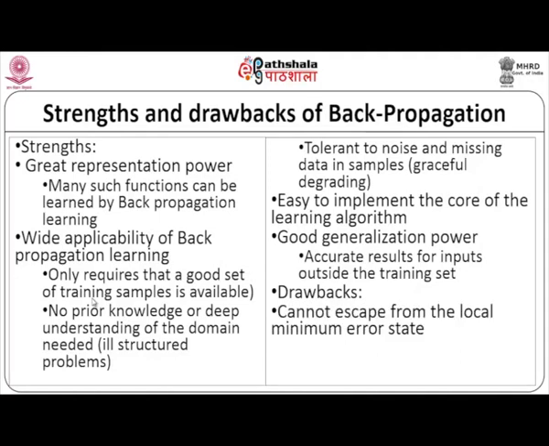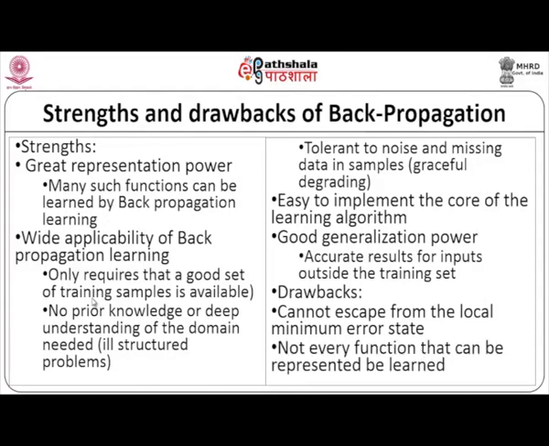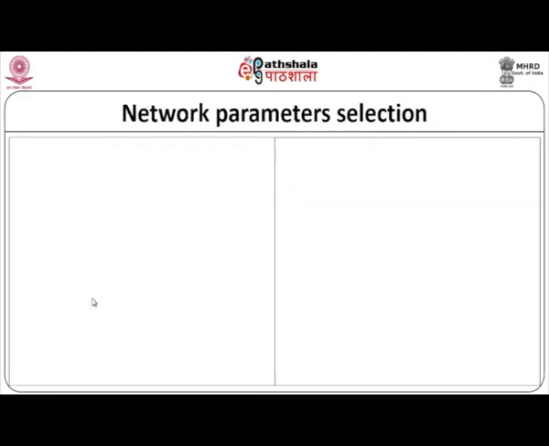And the drawbacks are that it cannot escape from local minima error states. We are trying to find an error minimum, you may land up with a local error, not the global error. So, the overall global error reduction may not be there. Also, not every function that can be represented can be learned. So, this is another problem. You can land up with a dead end, you may not learn the function. So, these are the strengths and drawbacks of back propagation.